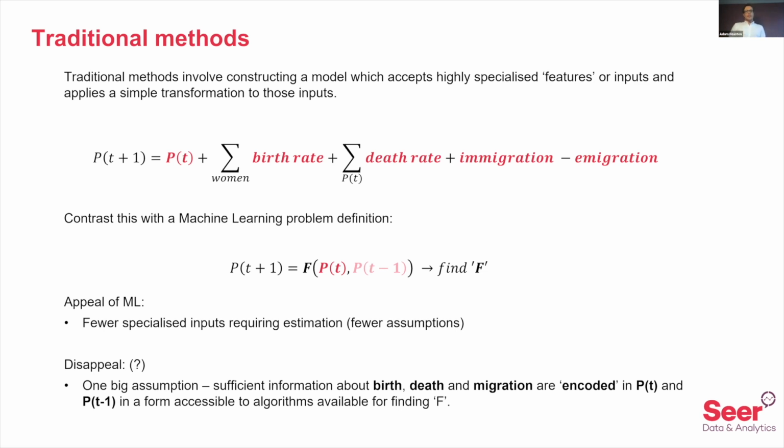So the appeal of machine learning over the traditional methods really is that we need to spend less time digging into the key or the very specific on-the-ground factors of a particular location to estimate those various rates. We don't need to build those rates into our model, because our model is going to learn what the important things are to watch out for when predicting our future population.